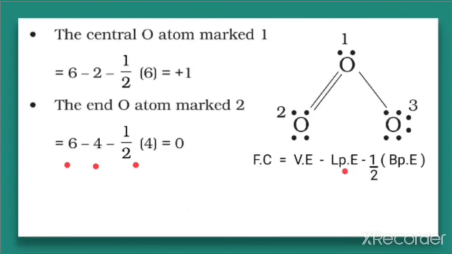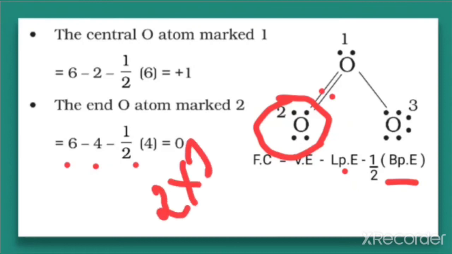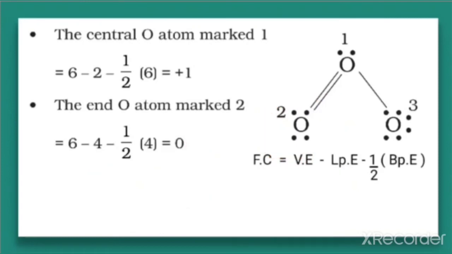Next, minus half. What is the bond pair electron? Look at this atom. How many bonds are surrounding this? Only 2 bonds are there. So 2 bonds means 2 into 2, that is equal to 4. So one bond has 2 electrons. So 2 bonds means 2 into 2, equal to 4. So we are getting the bonding electron equal to 4 here. So when you solve this one, we'll be getting 0. So what is the formal charge on this oxygen atom? That is 0. The formal charge for this oxygen atom is 0.